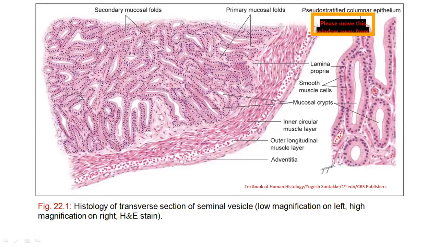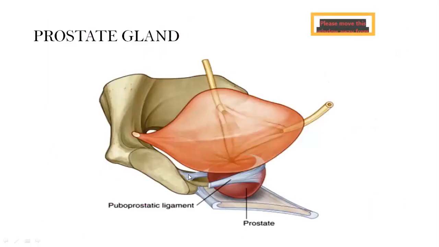This is the seminal vesicle, which is a single tube only, but highly folded. So there are many mucosal folds, in between which we have these mucosal crypts also, right? The lining epithelium, we know, is pseudostratified columnar epithelium with no cilia, isn't it? Then the muscle layer also we have, inner circular, outer longitudinal. The outermost covering is adventitia. Okay, once you are done with seminal vesicles, let us talk about the prostate gland.